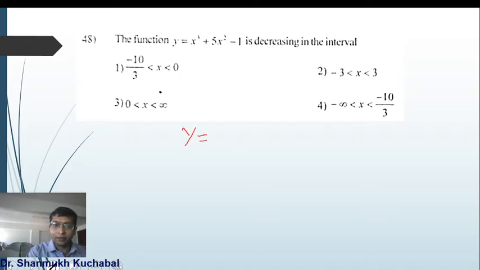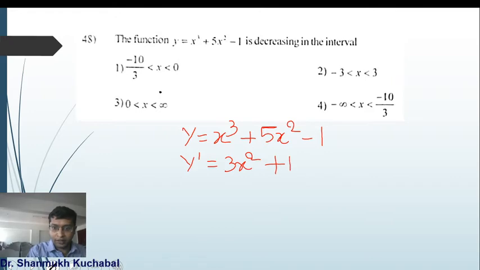y equal to x cube plus 5x square minus 1 is decreasing, so it is less than 0. We have to calculate in which interval it is decreasing. So we have to find the first order derivative. f dash of x equals 3x square plus 10x. The derivative of the constant is 0, no need to write it.